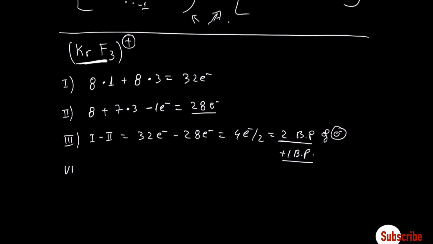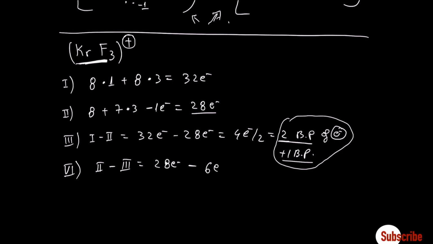Step 4 is step 2 minus step 3. We have to find the lone pairs. Step 2 is 28 electrons minus step 3. Here we have to consider the bonding pair that we added, so we have 6 electrons, equal to 22 electrons, divided by 2. We have 11 lone pairs of electrons.